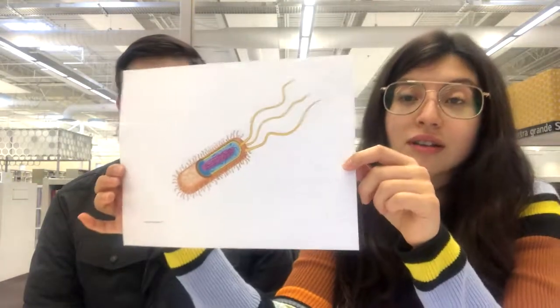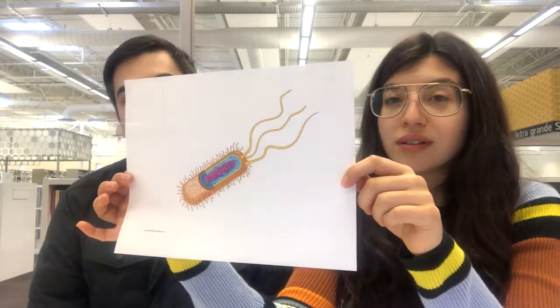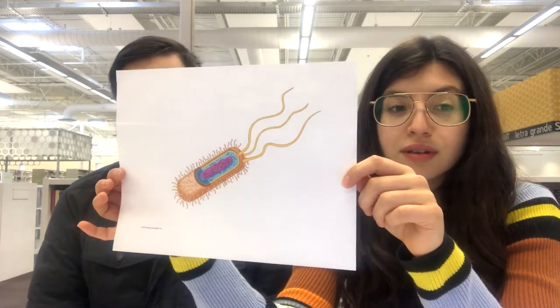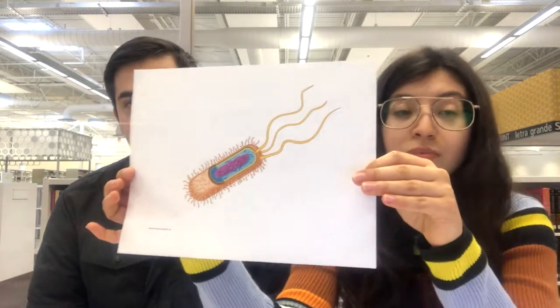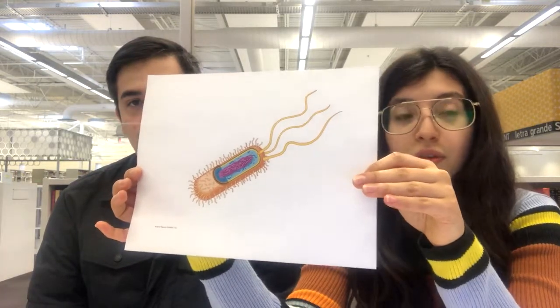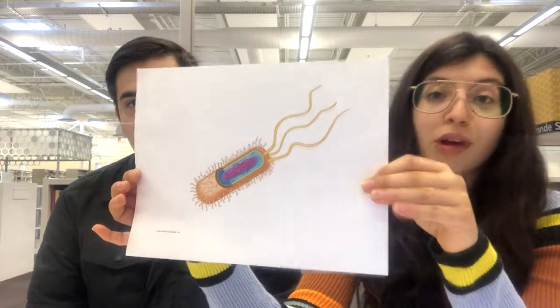Unlike eukaryotes, prokaryotic cells typically range from 0.1 to 5 micrometers in diameter, which makes them much smaller than eukaryotes, because eukaryotic cells typically range from 10 to 100 micrometers.